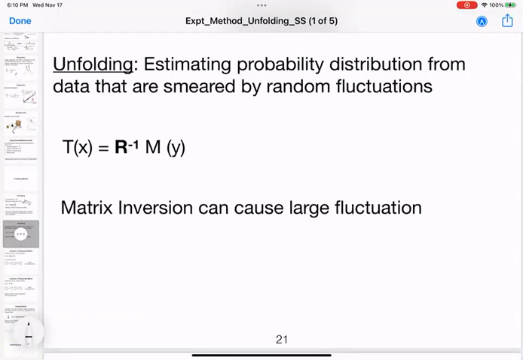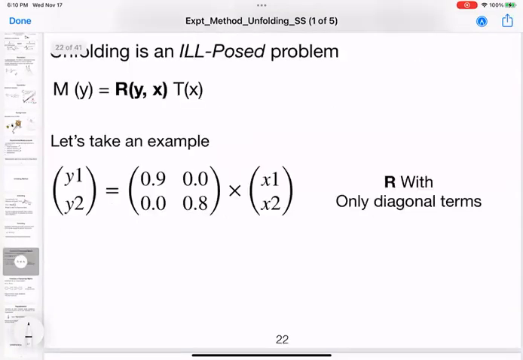But then there is a mathematical problem in that. This matrix inversion can cause large fluctuations in our result. Let's try to see this via a very simple example, okay? We have this x1 and x2. For example, let's consider this is our true distribution that happened in our experiment, and we don't know the true one. We know only about this measured part, right?